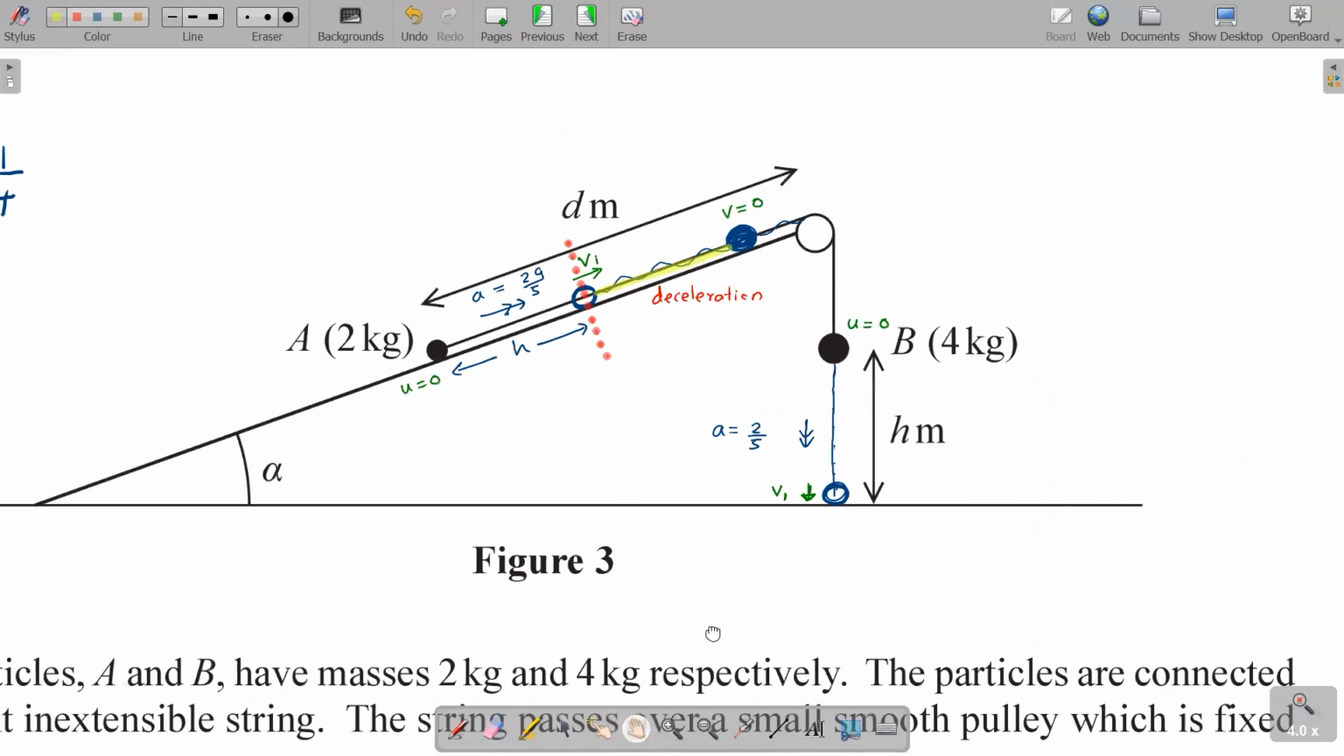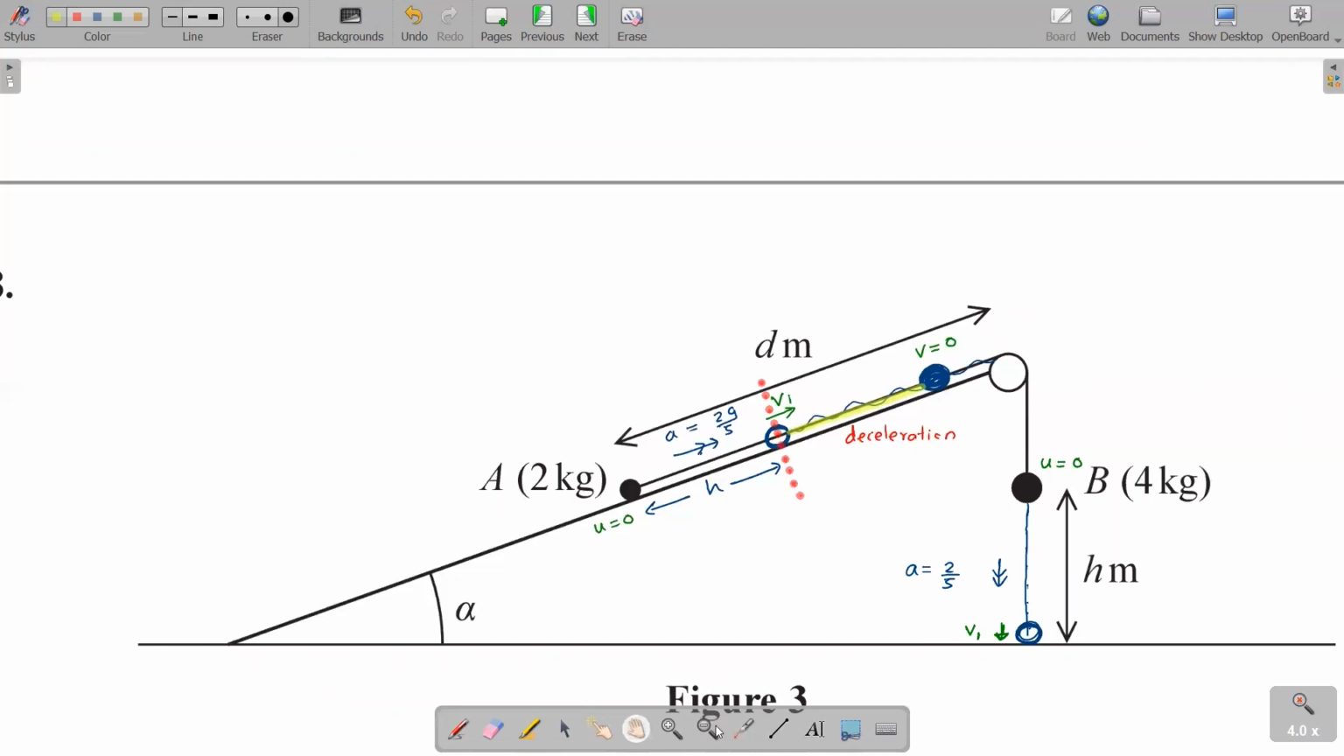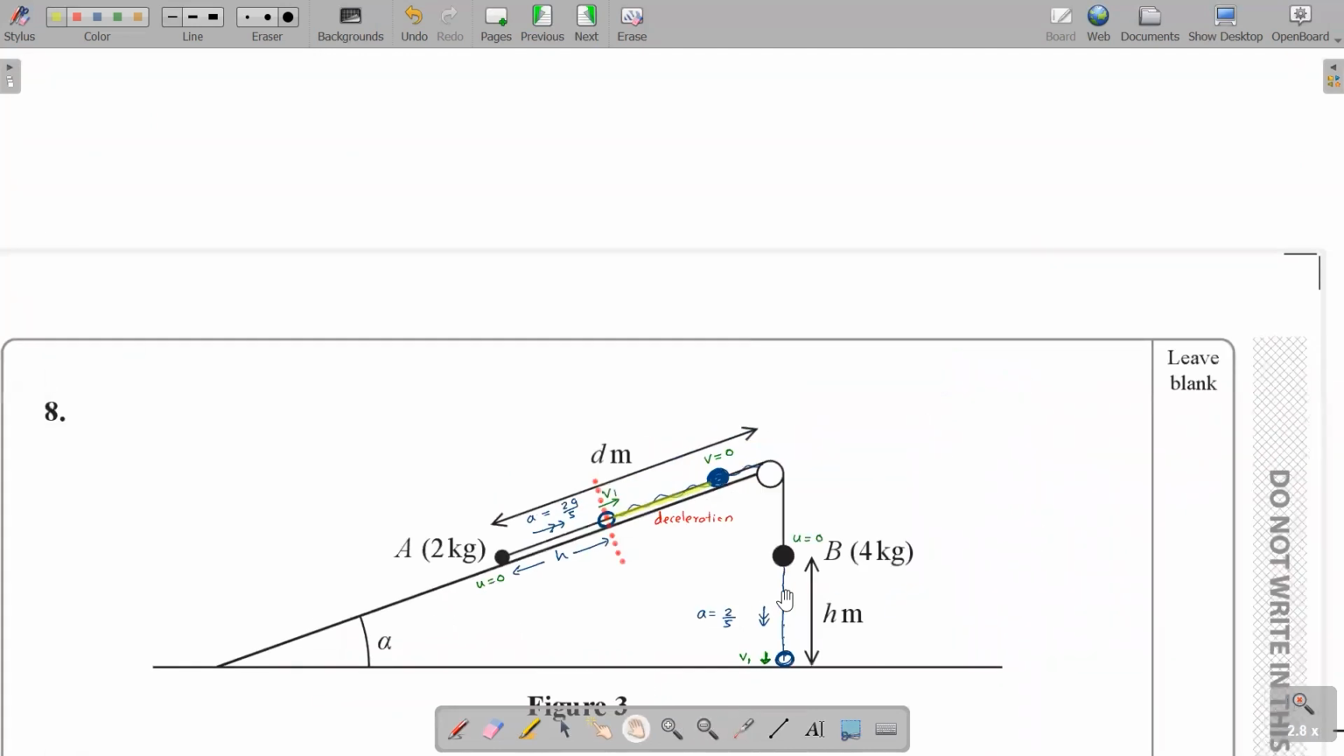Okay, so what's the first thing we do here? The first thing you need to find is the velocity with which B hits the ground. The V1 speed should be found. How do we find that? This is part B, right? How do we find the speed with which B hits the ground?